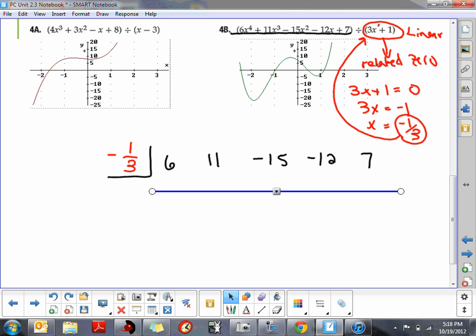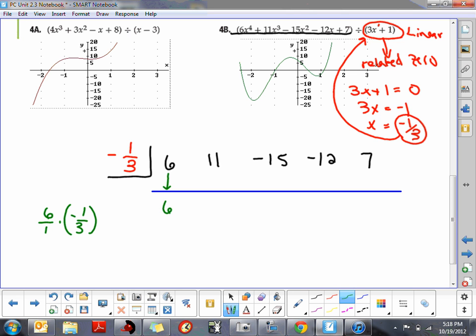So now we go through, and the very first step, we'll always bring down the first number, which is a 6, and now we have to take negative 1/3 times 6. So this is 6 over 1 times a negative 1/3. It's going to be negative times positive, which will be negative, and then we take a third of 6, which is going to be 2. Now we add. We will always add on these. 11 plus a negative 2 is 9.